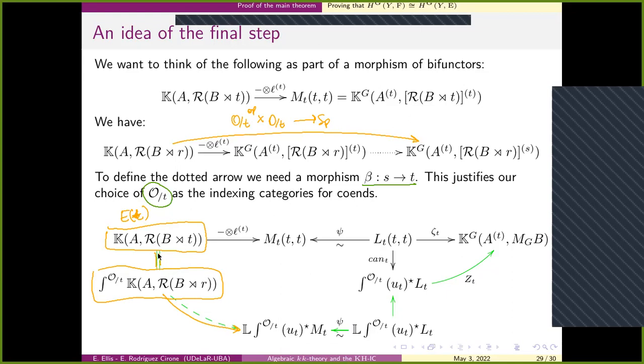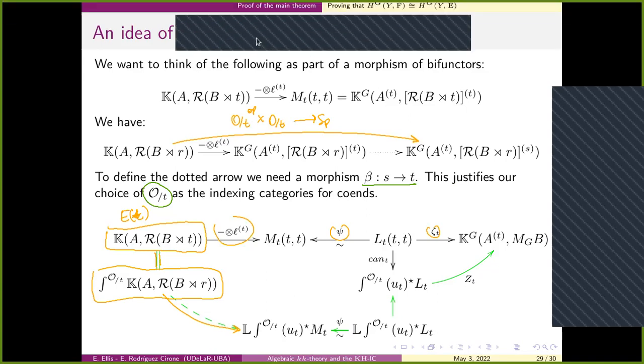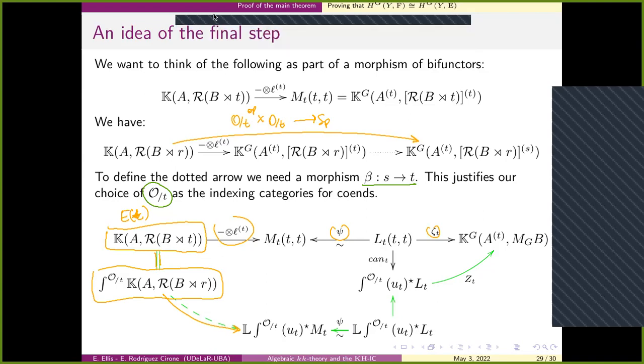Well, that's all I had to tell. We managed to replace each of these morphisms by morphisms of Org-fin spectra, and in that way we get our desired zigzag of Org-fin spectra. That is all. Okay, thank you very much. Are there any questions?